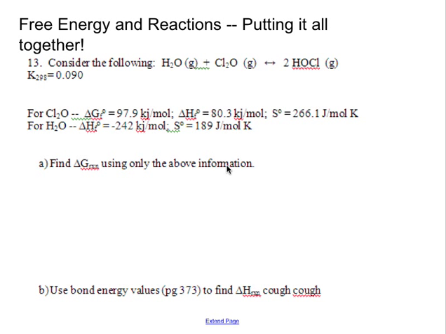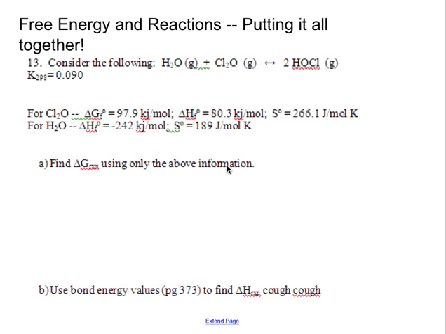All right, let's do this problem. Now we're just taking all our knowledge and shoving it all together. The first question says, consider the following reaction: water plus Cl2O gives you 2 HOCl. And then they tell us the K, the equilibrium constant at 298, is 0.09. Take a look at the information they're giving. This is really important: pay attention to what information you have and don't have.